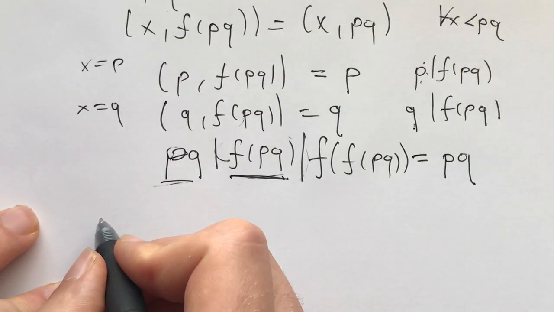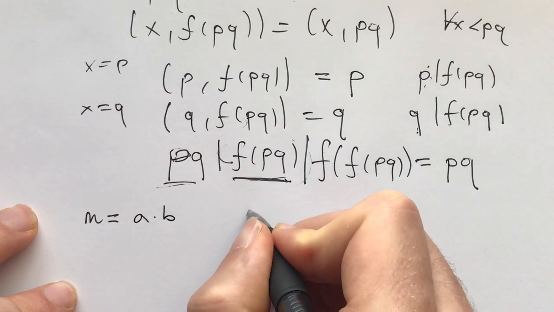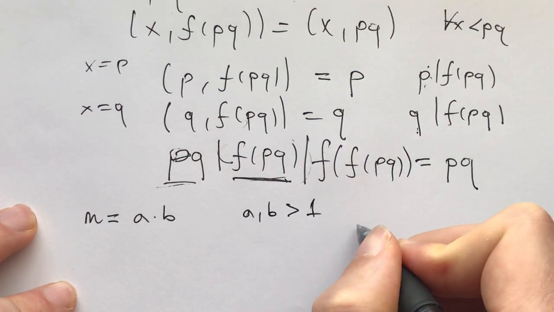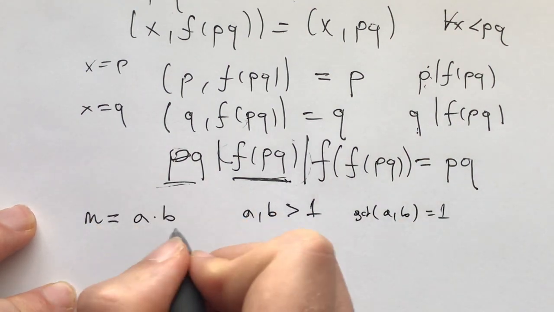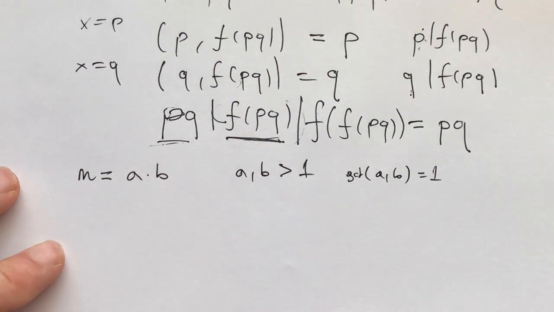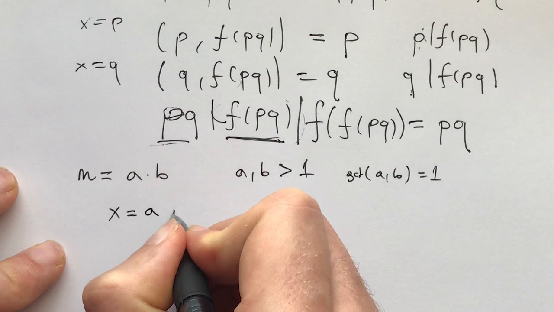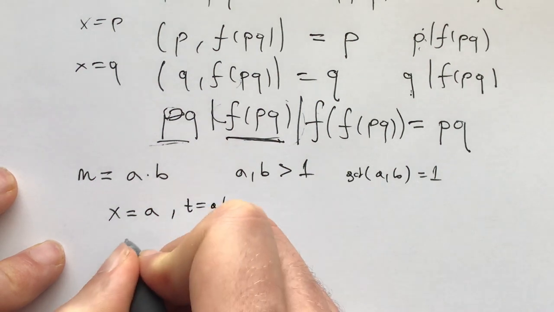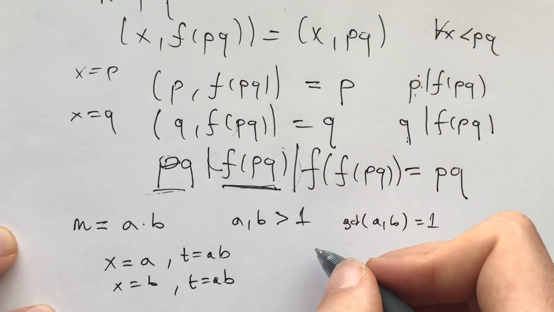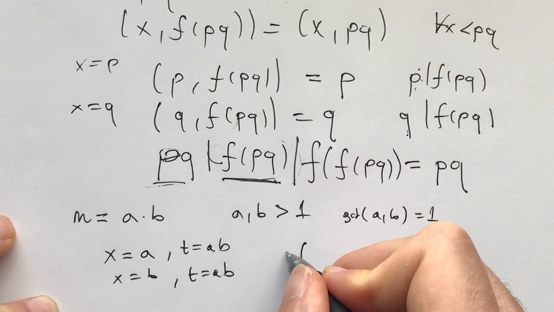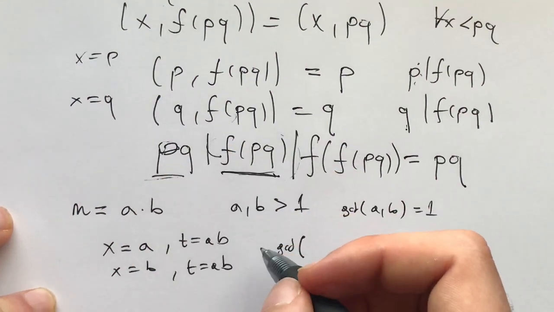Namely, let this number m be equal to a times b, where both a and b are greater than 1, and their GCD is equal to 1. If m is not a prime power, we can do this. So let m be this. Now, plugging in x equals a, and t equals a times b, and then x equals b, and t equals a times b, what we have is the GCD, and also every time I wrote these brackets, I just meant the GCD. It's a shorthand.